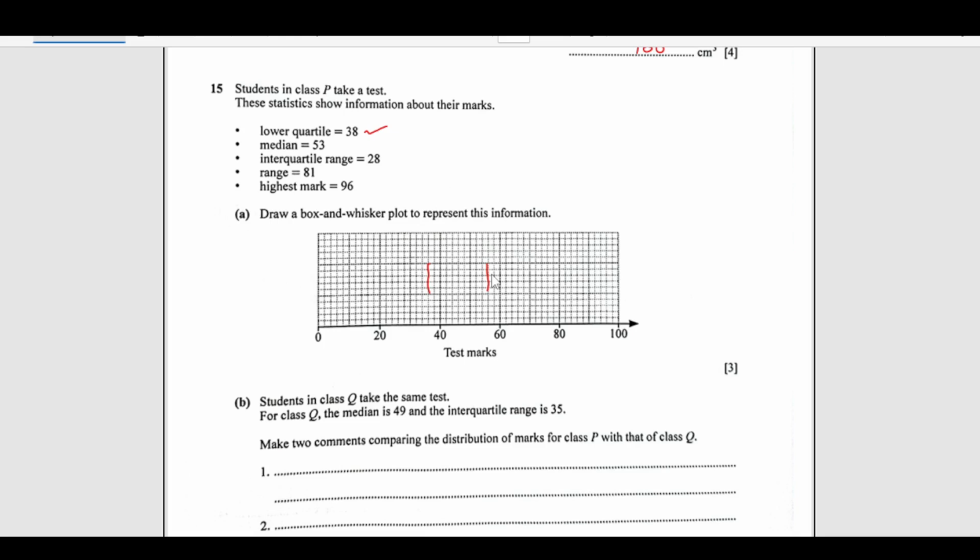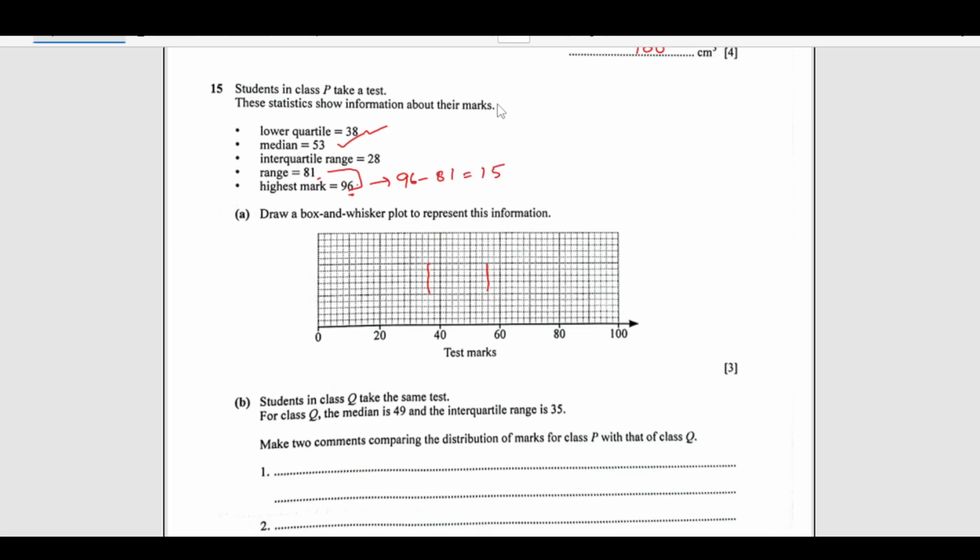And then we have the interquartile range. Interquartile range is 28. That is the difference, actually we'll use it later. Range is 81. So we want to find out the minimum mark here. The highest mark is 96 and range is 81, so we will find the minimum mark from here. The minimum mark is going to be 96 minus 81, which is 15.